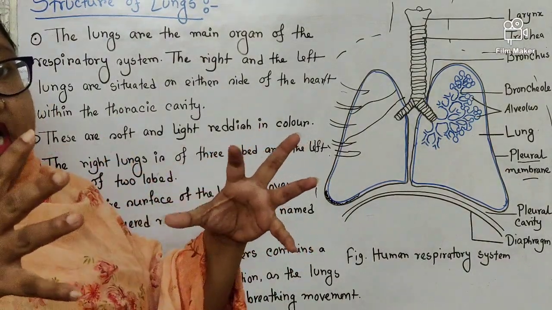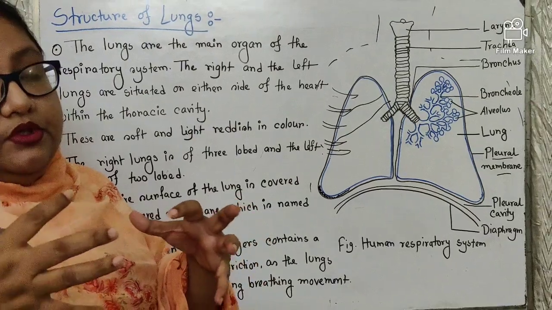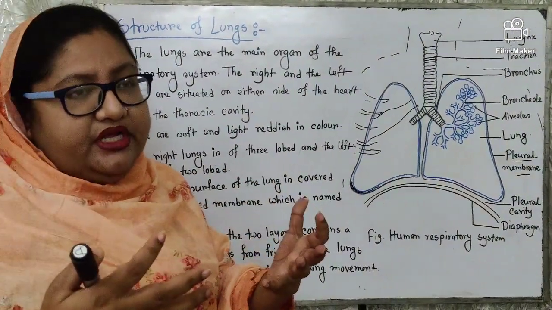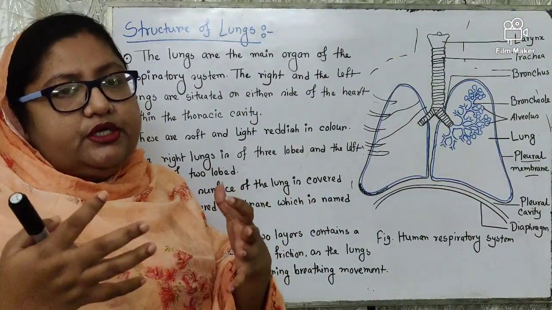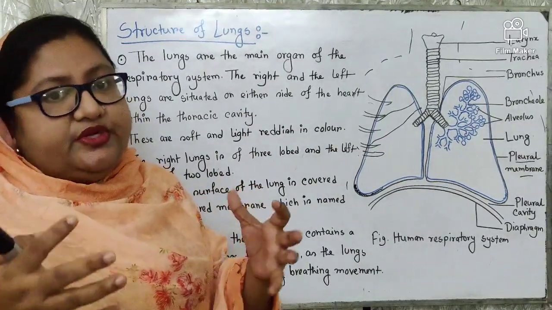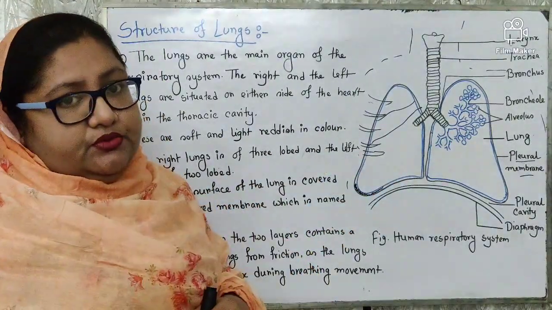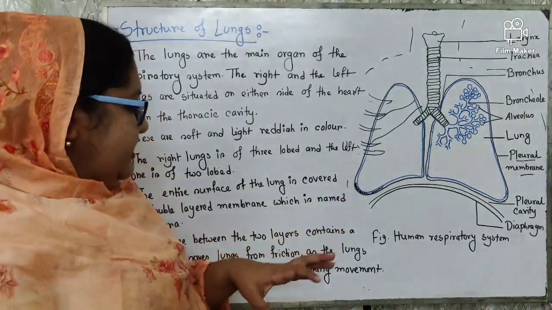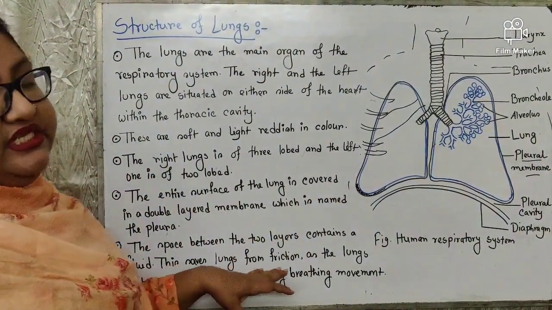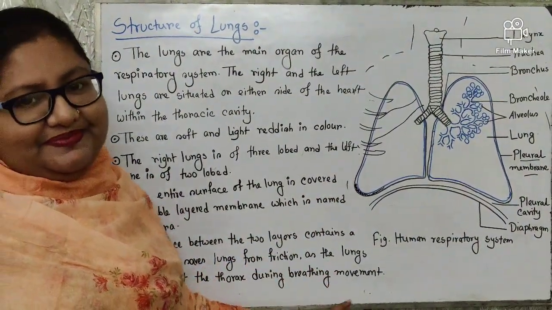When it expands, it would get into friction with the rib cage. So the function of the fluid is to save the lungs from this friction. Okay.